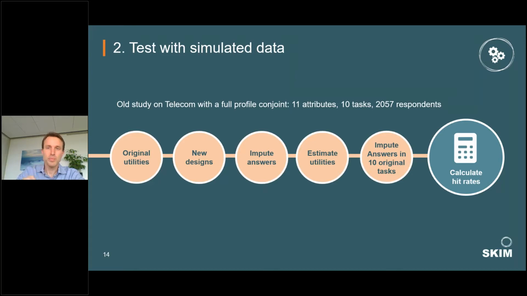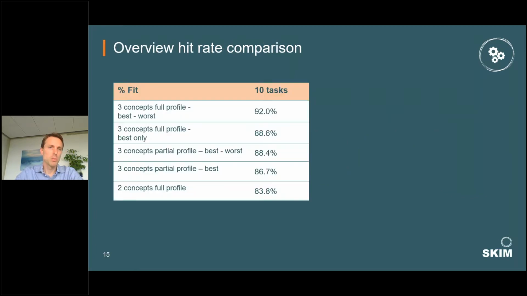And with those utilities, we're going to try to predict the original task. So we're going to see, okay, with these estimated utilities, how well can we predict the original task that we have the actual answers on? That's actually a hit rate calculation, and we're going to try to get as high as possible with this hit rate. So we're just going to compare different methods.